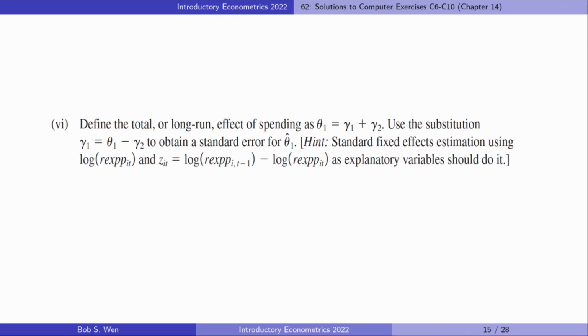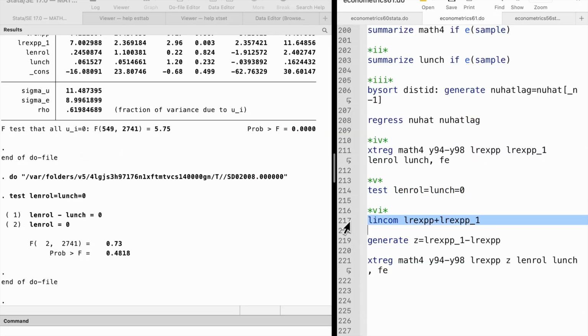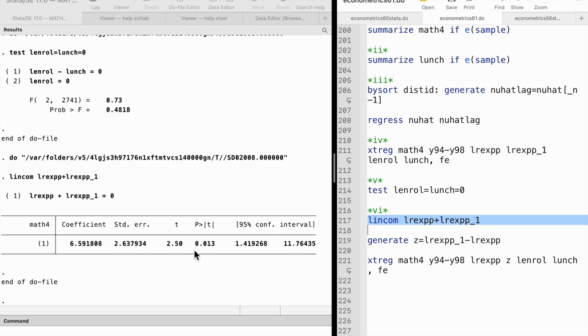In Part 6, we define the total or long-run effect of spending as theta equals gamma 1 plus gamma 2. Use the substitution for gamma 1 to obtain a standard error for theta hat. First, we can get the standard error for theta directly using the lincom command. We type lincom followed by the sum of the two spending variables. The long-run effect is 6.59 and its standard error is 2.64.